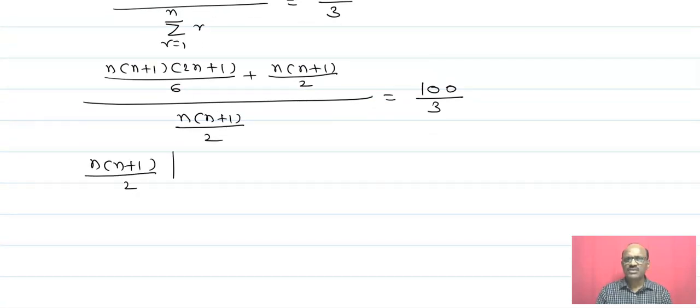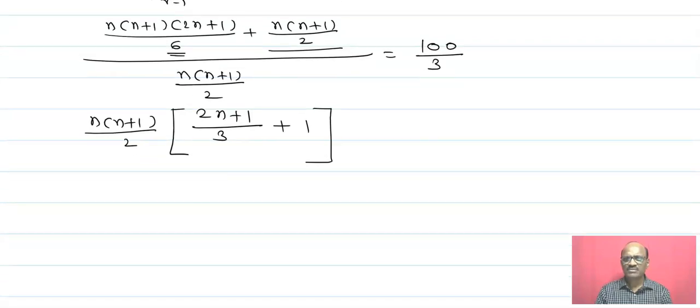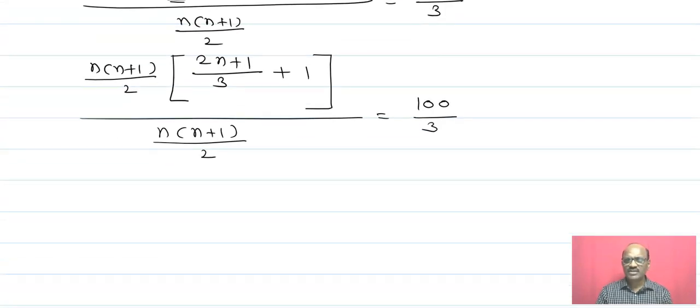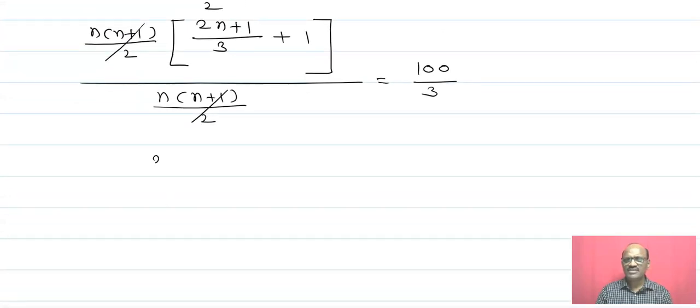n into (n plus 1) upon 2. If you take the common factor, then in the bracket you will get (2n plus 1) upon 3 plus 1 upon [2], n into (n plus 1) upon 2. Now n into (n plus 1) gets cancelled on the left hand side, numerator and denominator, that is, we get (2n plus 1) upon 3 plus 1 is equal to 100 upon 3.